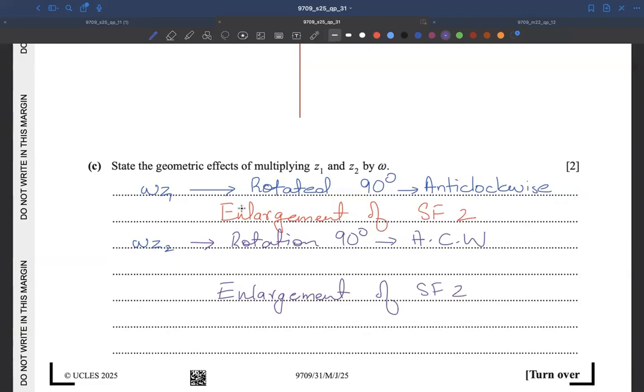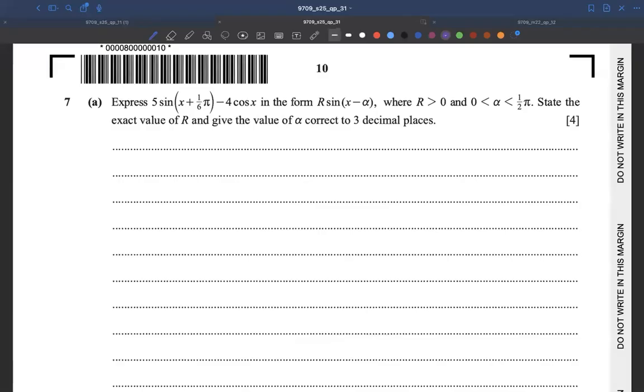So this is a geometric effect of multiplying Z1 and Z2 by omega. In question number 7, we have to express 5 sine(x + 1/6 pi) - 4 cos x in the form r sine(x - alpha). We have to state the exact value of r and give the value of alpha correct to 3 decimal places.